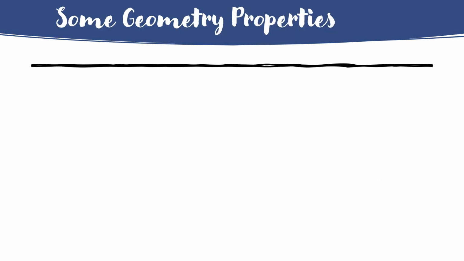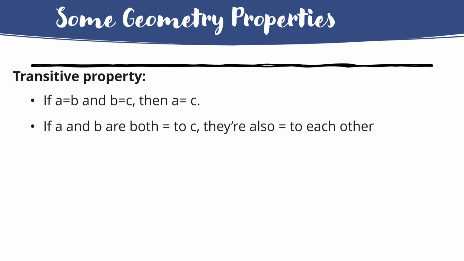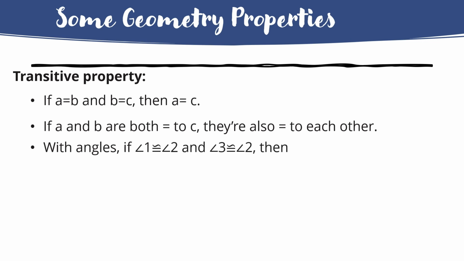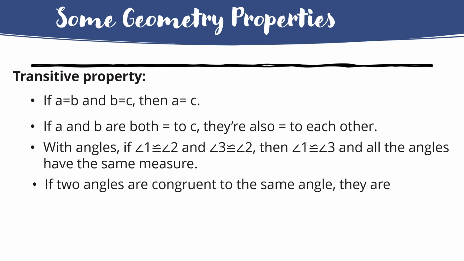There are two geometric properties I want to share with you today, and both of these will help you solve any geometry proofs that you have to do for class. The first one is the transitive property. You may have already learned this in your other math classes, I'm not sure, but I want to make sure I cover it here and show you how it works with angles. So if A equals B and B equals C, then A must be equal to C, and it makes sense since A and B are equal and B and C are equal, then A and C are equal.